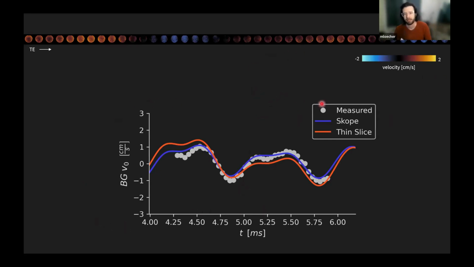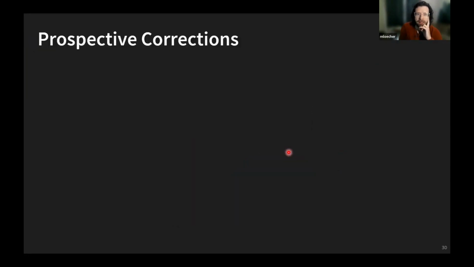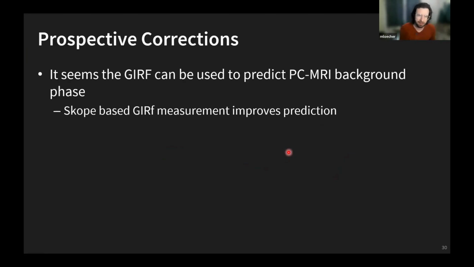Just qualitatively, if we take that thin slice method that I showed before, we can also compare against the Skope, and you can see, at least in this one example, the Skope seems quite a bit better. Still not perfect, but definitely the GIRF measured with the Skope is matching up much better. So with that, it really does seem that the GIRF can be used to predict the phase contrast background phase.